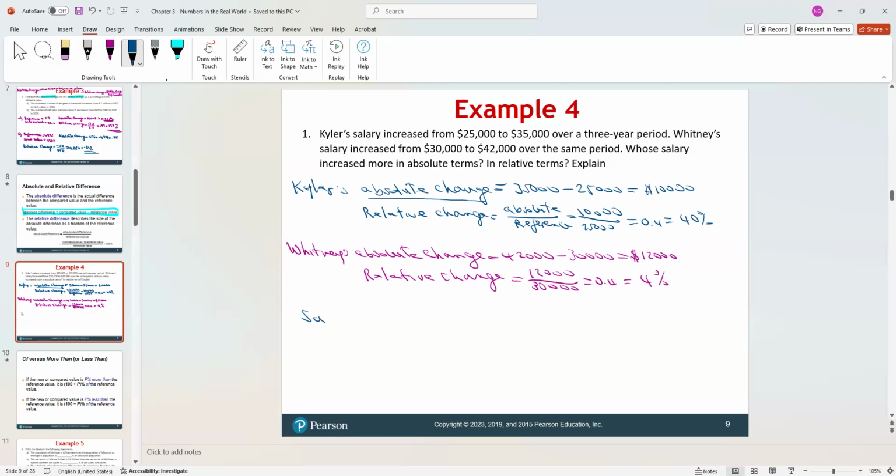Same relative change, but Whitney's absolute change is bigger. Right? So there is change one way, but that was a good example.